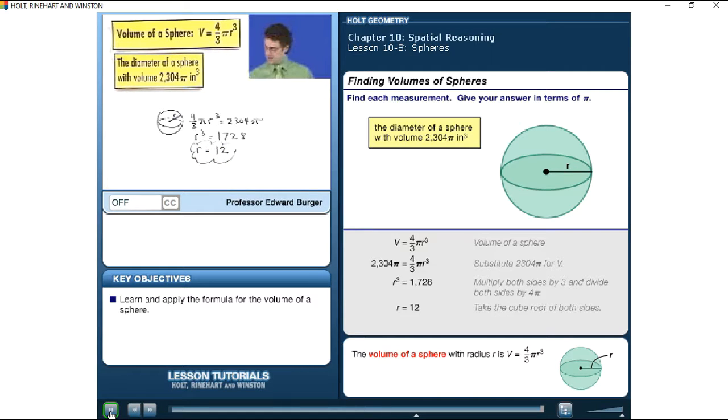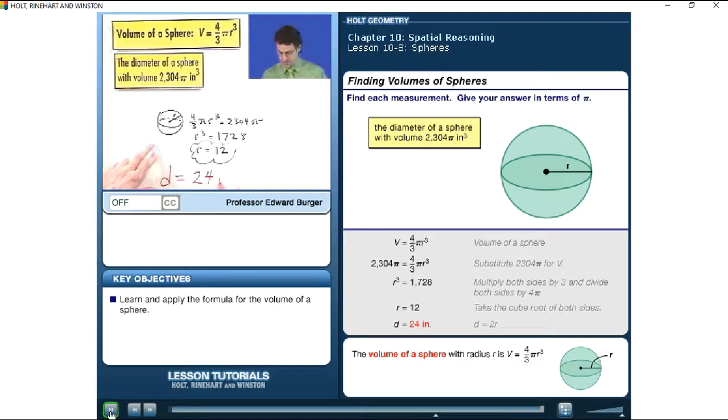That must be the answer. We're done. We can celebrate. Or are we? Let's return back to the question. The question was, find the diameter of the sphere. So we're so close. We're halfway there, in fact, because the diameter, of course, is twice the radius. So the diameter, which is what we want, is actually going to be 24.